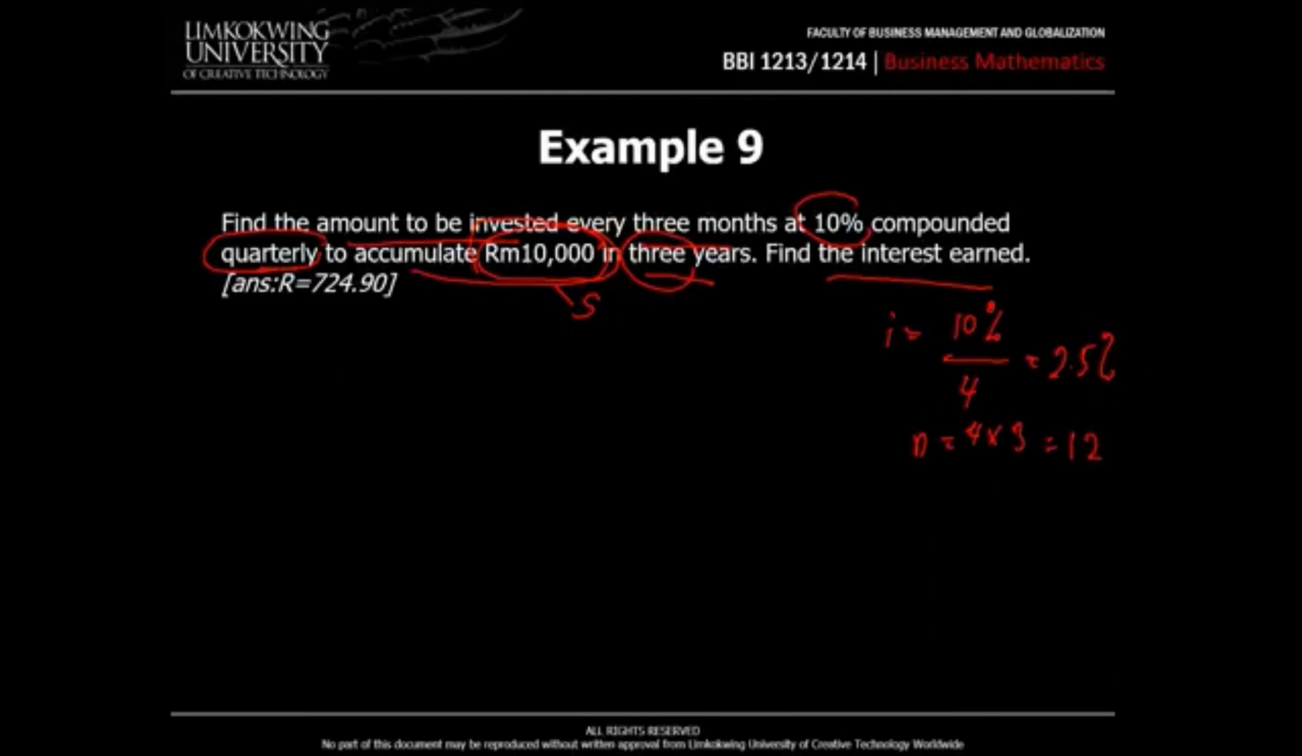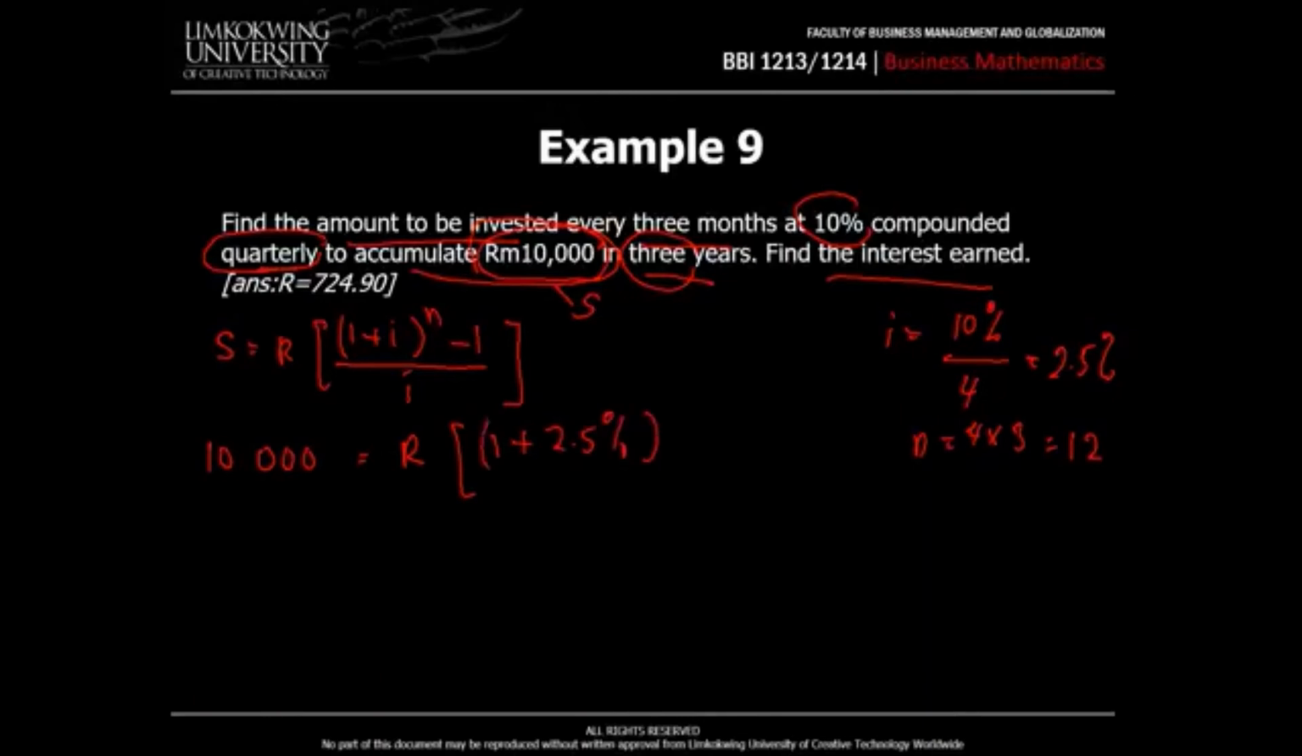Now, based on the formula of S, which is R times 1 plus I to the index of N, minus 1, divided by I. We already have the value of S, we already have I, we already have N. We need to find R. So here 10,000 equal to R times 1 plus I, which is 2.5%, to the index of 12, minus 1, divided by I, which is 2.5%. So press the calculator. What do you get for this one?